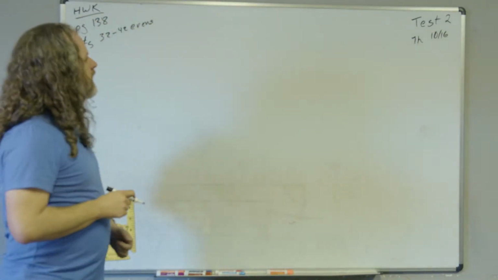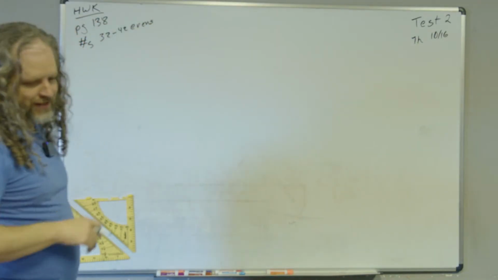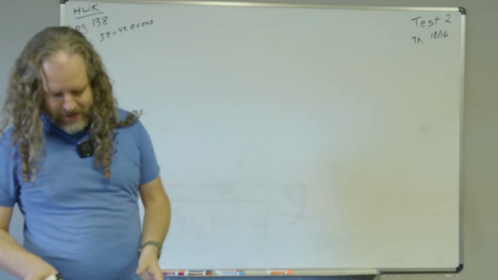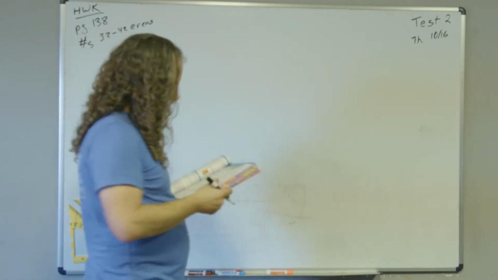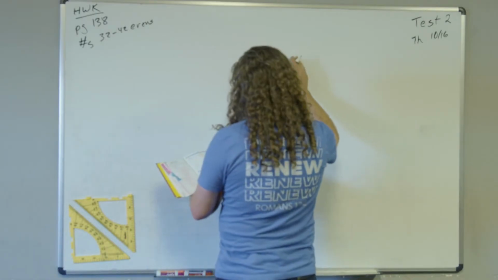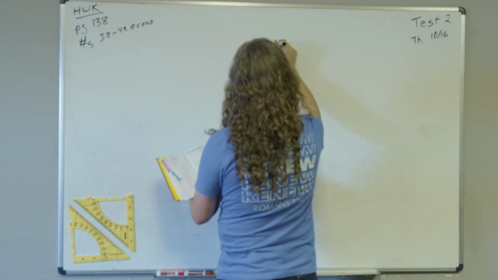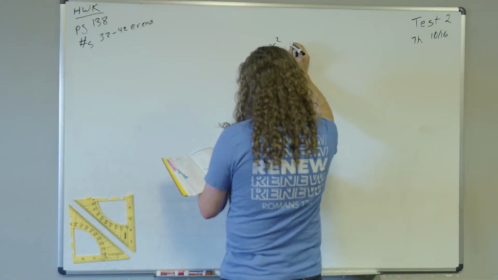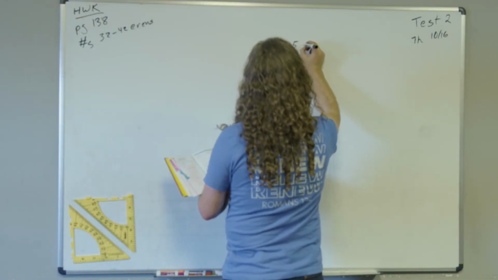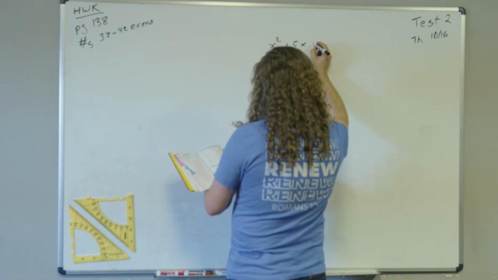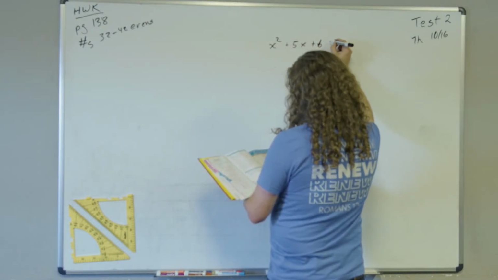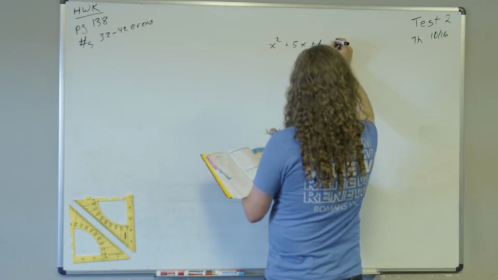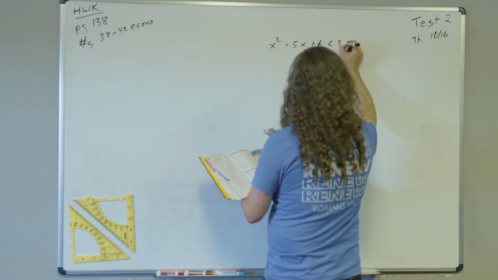That's true. Okay. Now, nonlinear inequalities. We're going to start by just doing an example. Yay. We're going to solve x squared plus 5x plus 6 is less than 20.